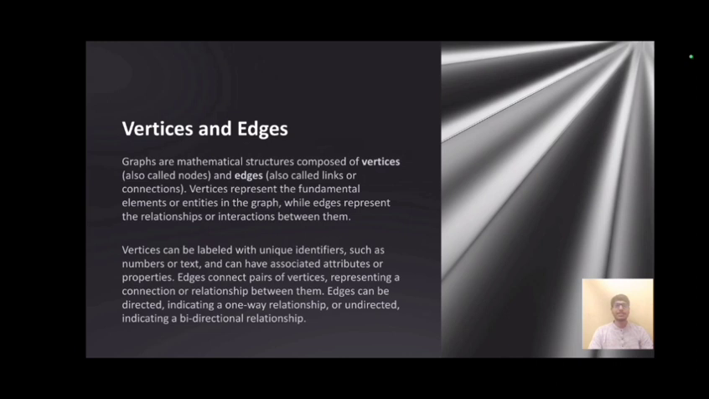Vertices and edges. Graphs are mathematical structures composed of vertices, they are also called as nodes, and edges, they are also called as links or connections. Vertices represent the fundamental elements or entities in the graph, while edges represent the relationships or interconnections between them. Vertices can be labeled with unique identifiers such as numbers or text and can have associated attributes or properties. Edges connect pairs of vertices representing a connection or relationship between them. Edges can be directed, indicating a one-way relationship, or undirected, indicating a bidirectional relationship.